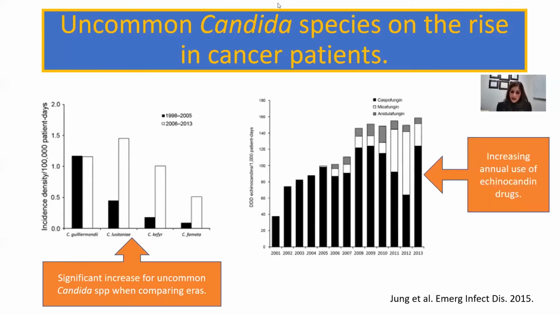The shift is most likely hypothesized to be due to widespread use of azole antifungals, as well as more widespread use of echinocandins in some of these higher-risk populations. So we are really seeing an evolving landscape of the type of species causing disease in these patients.